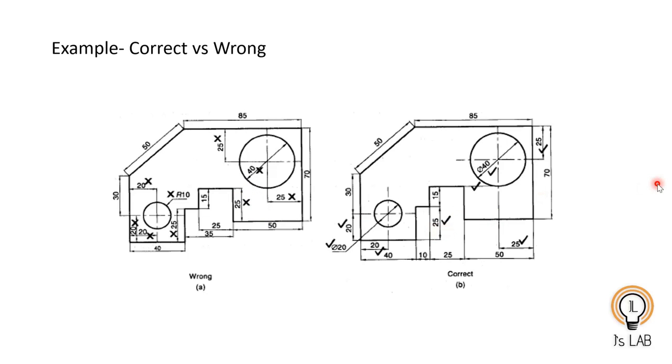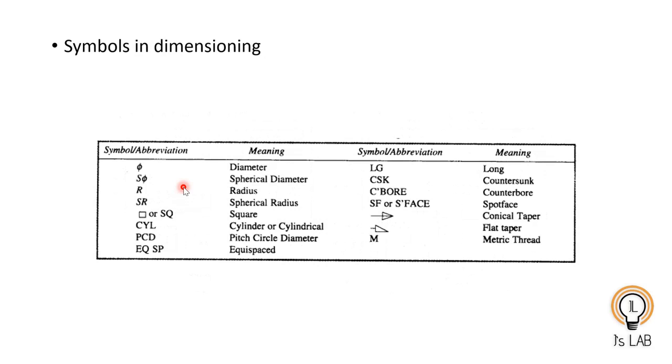If you take this 20 mm individually, it is correct. If you take this R10 individually, it is correct. But when you apply it in a drawing, the drawing should not be affected by your dimensioning. So why are you giving dimensions? You are giving the dimensions to make others understand or convey the message about the shapes, but you should not make it a complex thing. That is why the left side is wrong and the right side is correct.